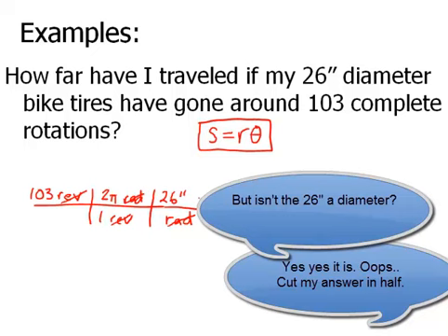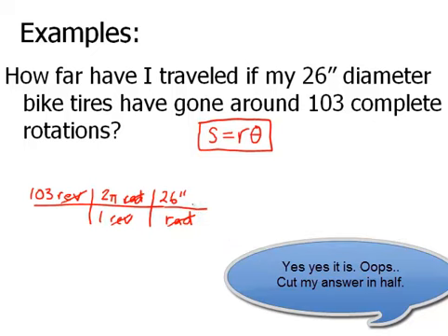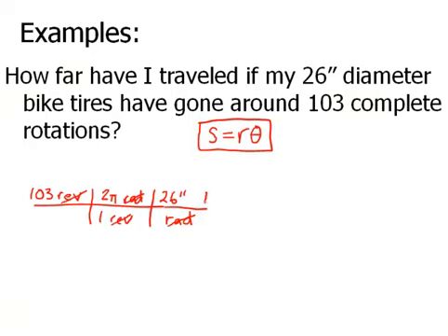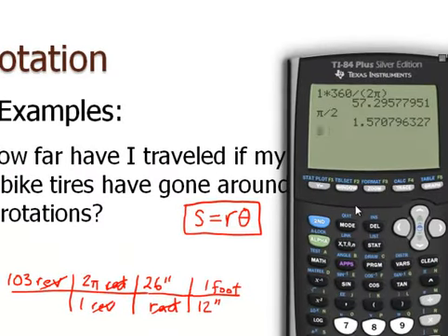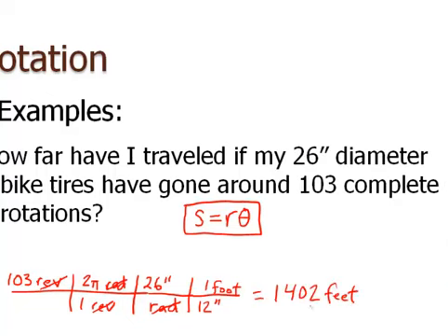This is going to be a pretty big number, so I'm going to go ahead and convert it all the way into feet. So we'll say there are 12 inches in 1 foot. And if I grab the calculator and calculate 103 times 2 times pi times 26 and divide by 12, we get a total distance of 1,402 feet, or roughly a quarter mile.